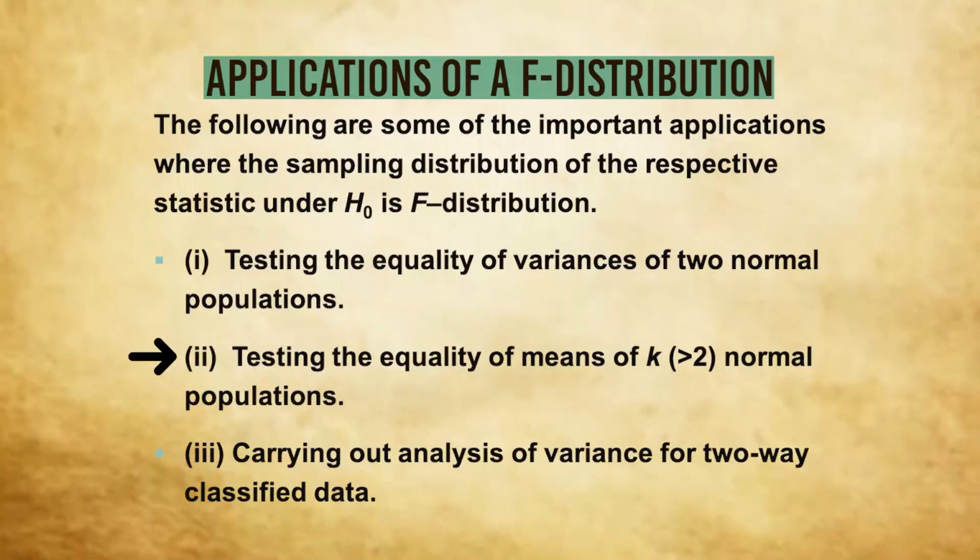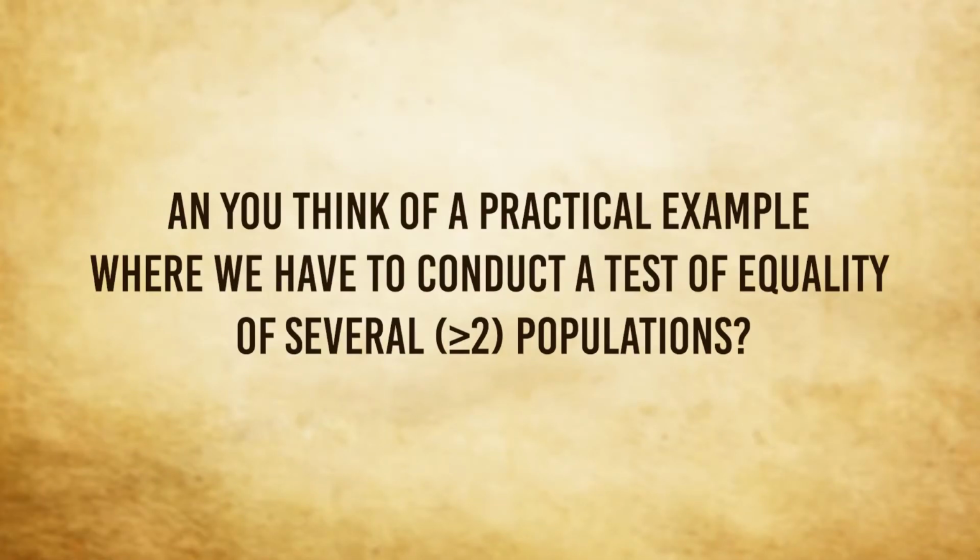Testing the equality of means of k normal populations. Can you think of an example where we have to test for equality of means of several populations, not of two populations, but of several populations? Can you think of such a practical example? Now see, testing for the equality of means of several populations. When can it come in practice?